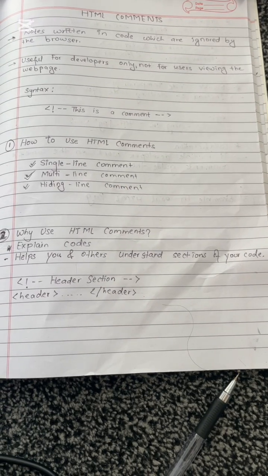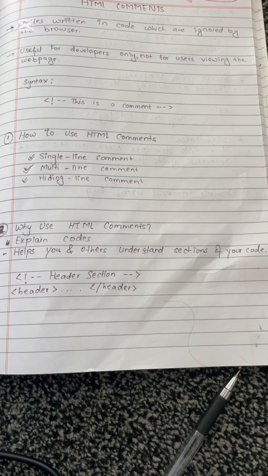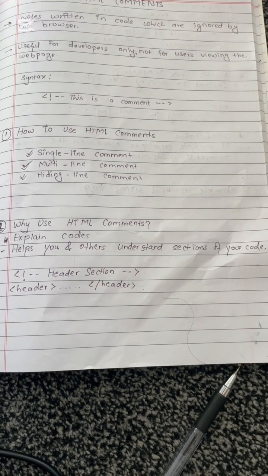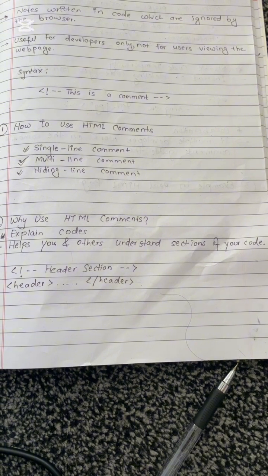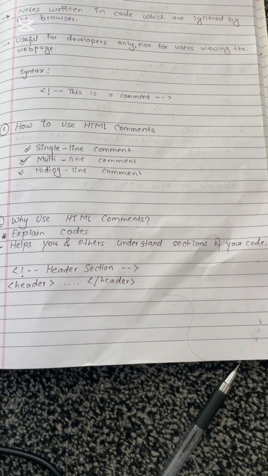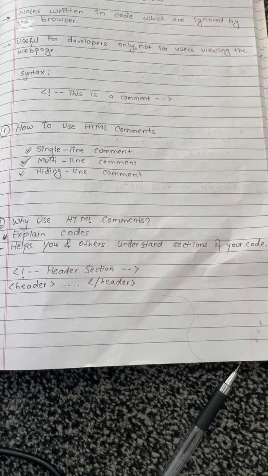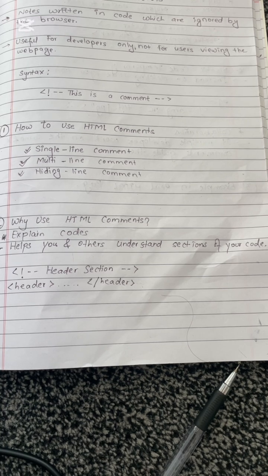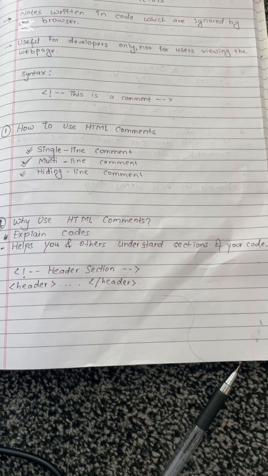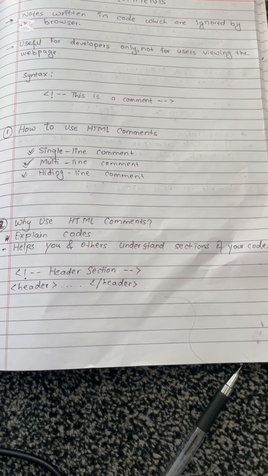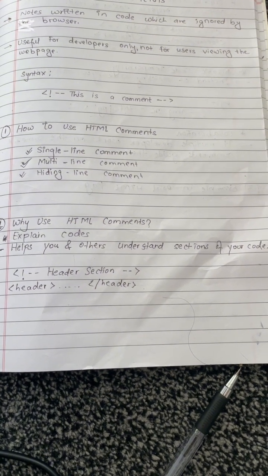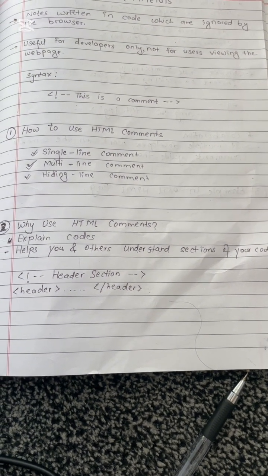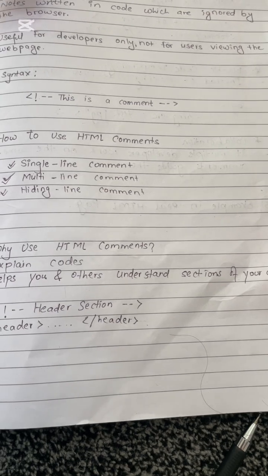And the second section is why use HTML comments. Comments are very helpful in coding. Here is why you should use them: for explanation of code, which helps you and others understand sections of your code. Here is an example, you can see it. This tells you that this part is the heading section. Think of it like adding a small title to your code.